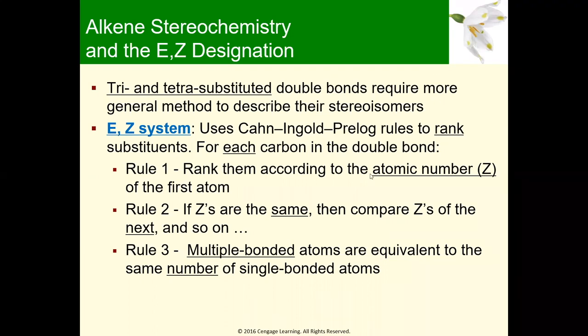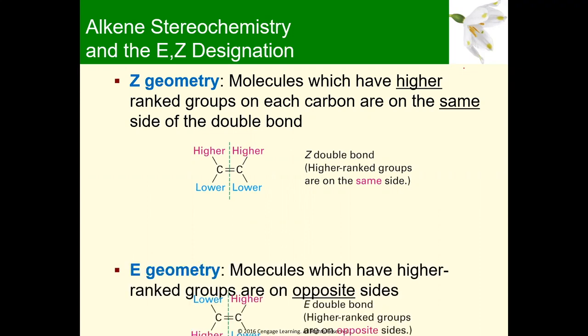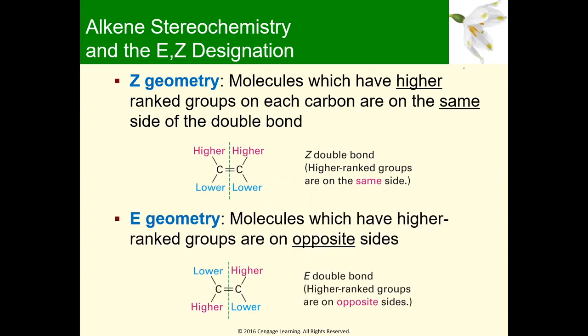So then we have to decide, well, what is E and what is Z? The Z geometry is when the higher priority groups are on the same side. So the molecules which have higher ranked groups on each carbon on the same side are what we call Z geometry. I'll give you what it means for E, and then we'll give you a little hint for how to remember this. So the E geometry, of course, is just opposite sides. So molecules which have higher ranked groups on opposite sides.